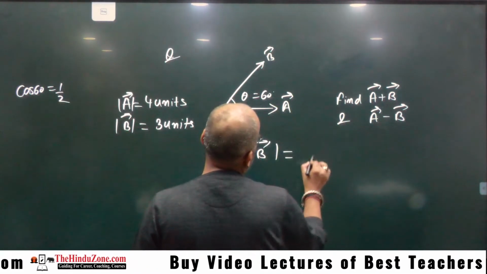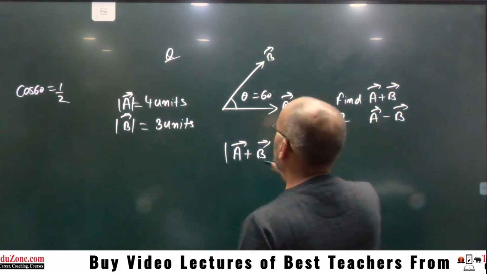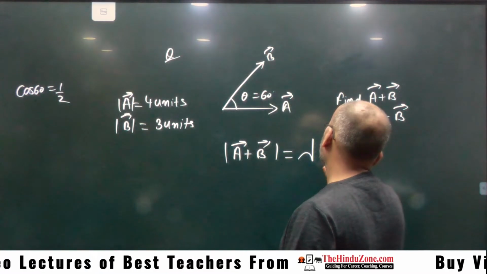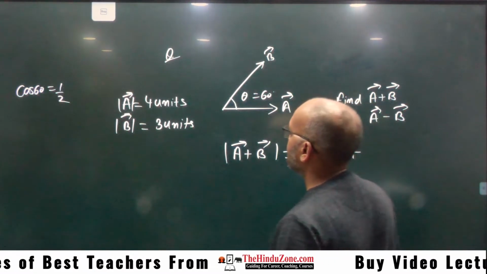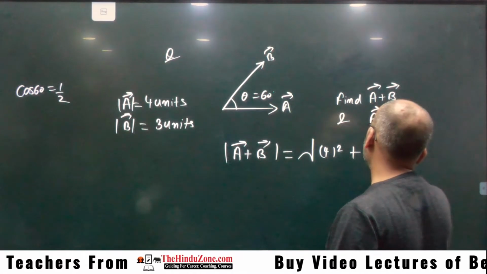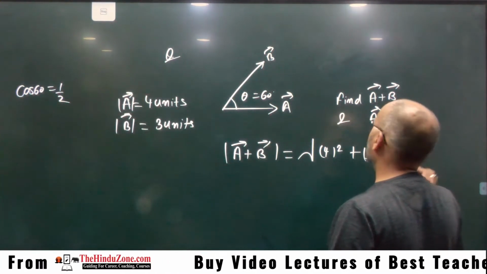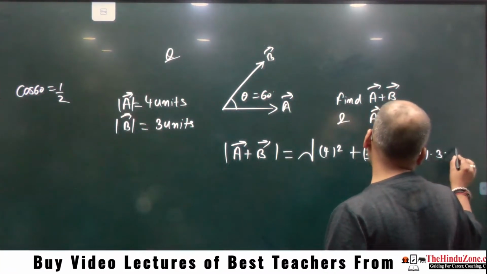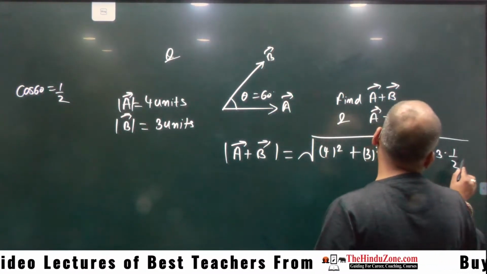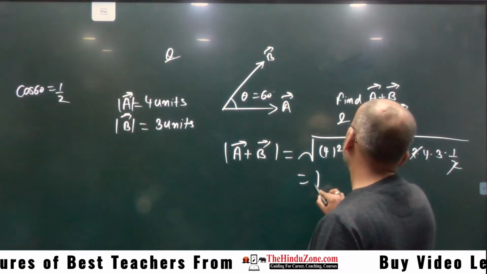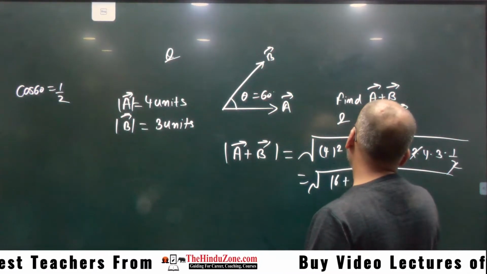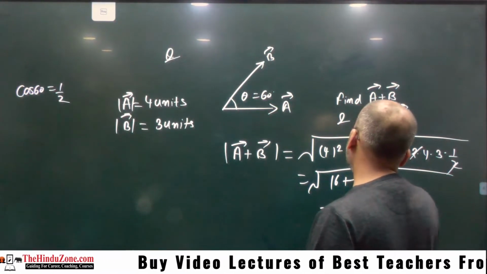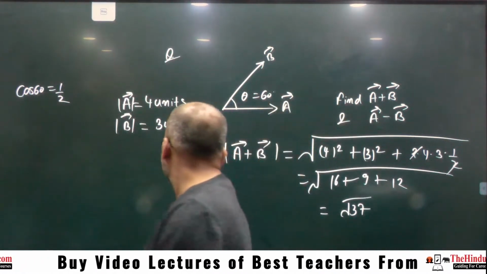If I have to find the magnitude, magnitude will be under the root of A square, that is 4 square, plus B square, that is 3 square, plus 2 into 4 into 3 into cos 60. Cos 60 is 1 upon 2, the 2 is gone. 16 plus 9, 25, plus 12, under root 37. I don't understand why it takes so much time.